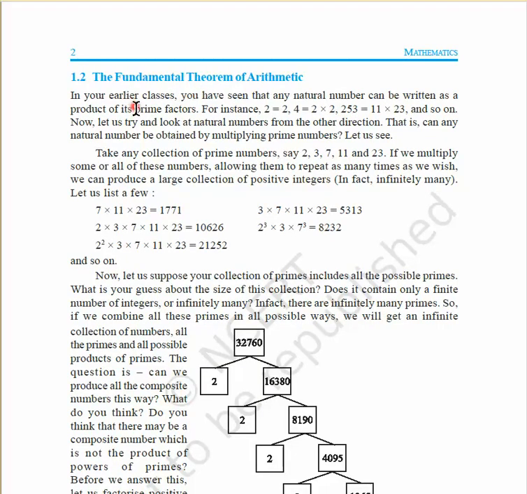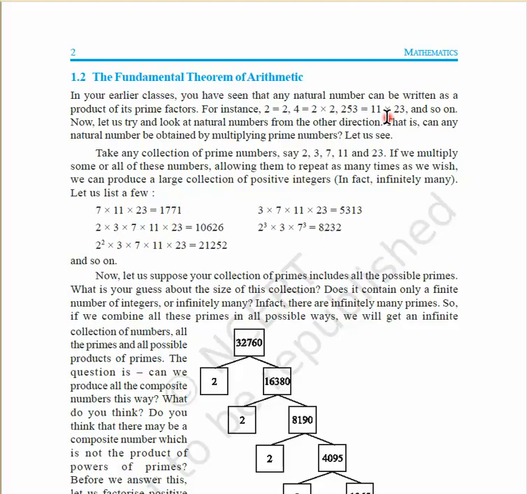So the fundamental theorem of arithmetic. In your earlier classes, you have seen that any natural number can be written as a product of its prime factors. So for example, 2 can be written as 2 only. There are no other prime factors of 2 other than 2 and 1. And 4 can be written as 2 into 2. Then 253 can be written as 11 into 23 and so on.